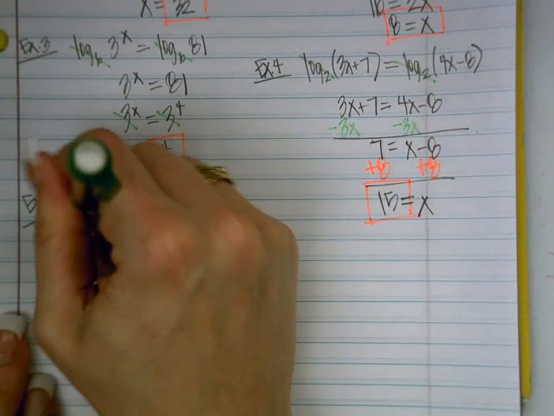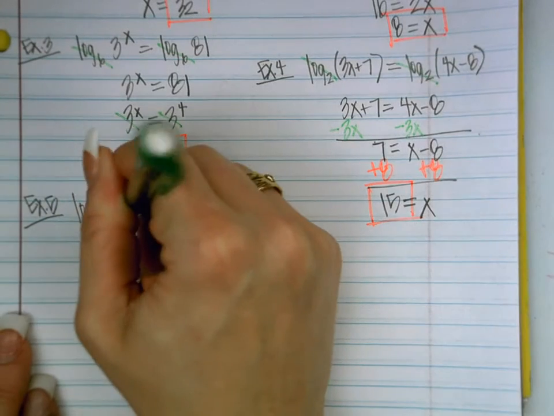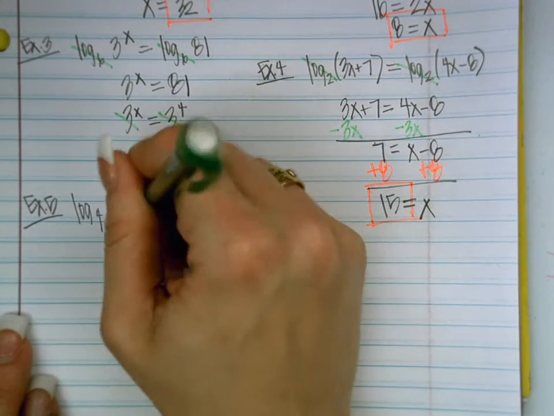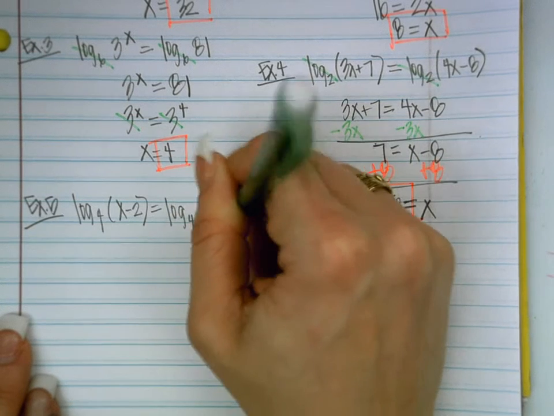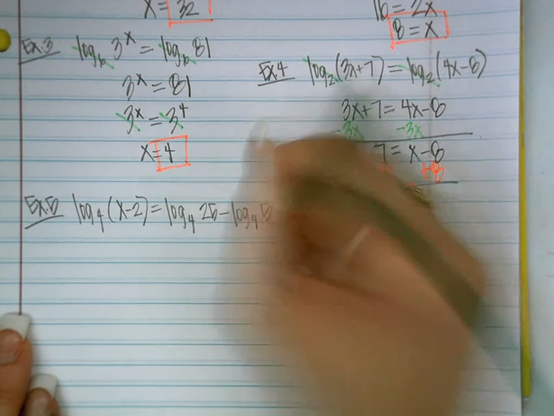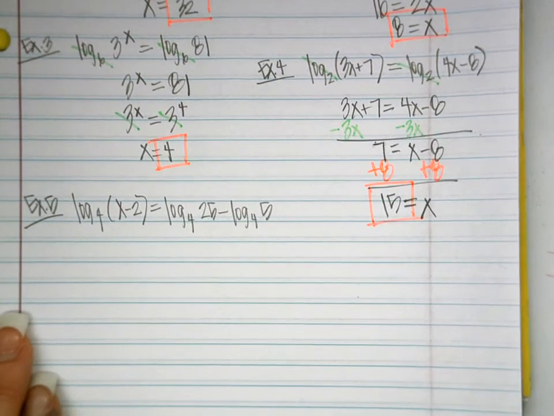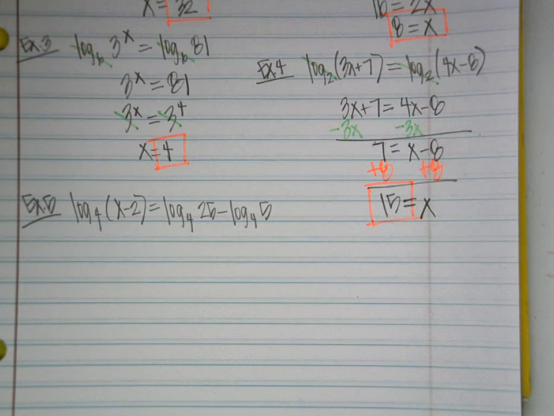Again, I'd like you to solve for x. Log base 4 of quantity x minus 2 equals log base 4 of 25 minus log base 4 of 5. So log base 4 quantity x minus 2 equals log base 4 of 25 minus log base 4 of 5.